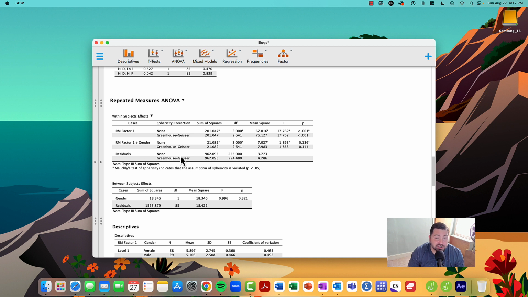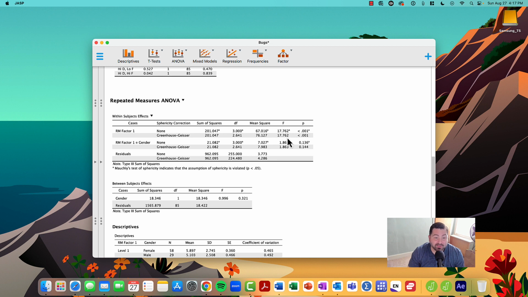So when you do the residuals, this is what's left over for the sum of squares. And you can see that exploring the Greenhouse-Geisser line, there's 962.095 sum of squares left out of the entire model. Dividing by its degrees of freedom, you get 224.480. And taking the sum of squares divided by its degrees of freedom, you get 4.286.